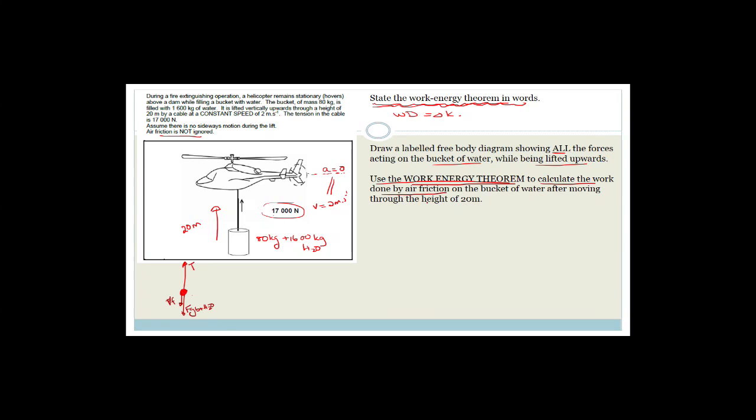Now it says use the work energy theorem to calculate the work done by air friction on the bucket after moving through a height of 20 meters. So we know that work done is equal to the change in the kinetic energy. But they're kind of tricky here because there's no change in kinetic energy. Do you agree, the velocity here was 2 meters per second? So there is no actual change in kinetic energy. But what has happened is that this thing has gained height and it's done some work against gravity and against air friction.